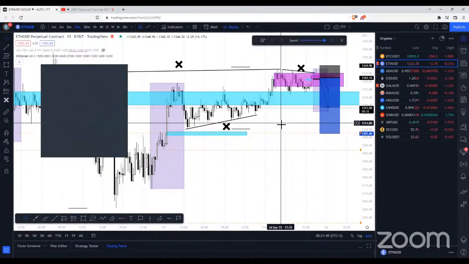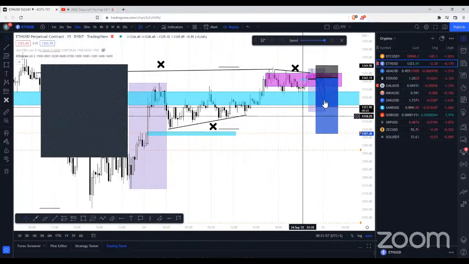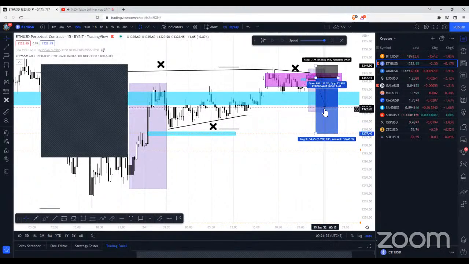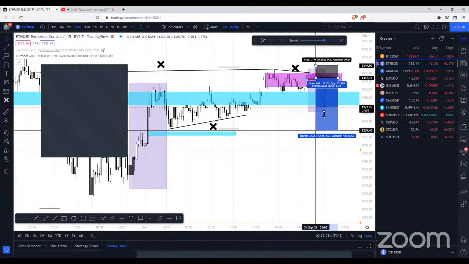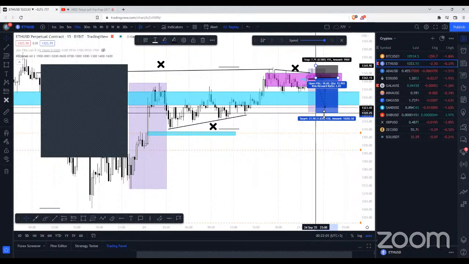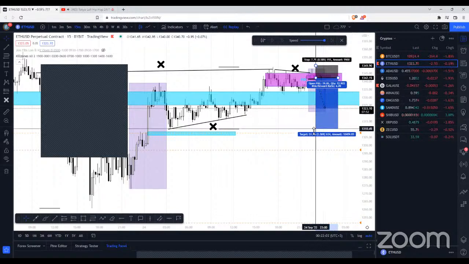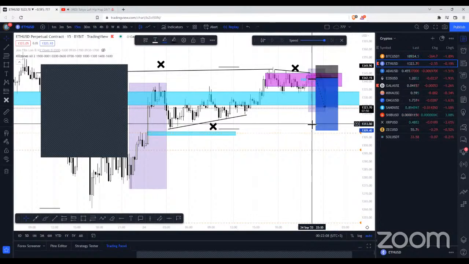I really got nothing else for you. Ethereum is dropping right now, you can see that nice little pump. Right now we're almost at a 1 in 3. I usually go for 1 in 3s, and secure partials.